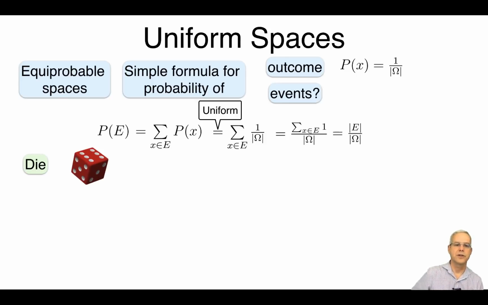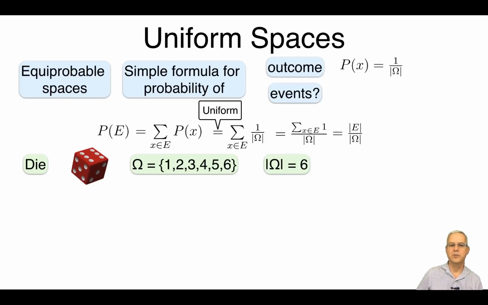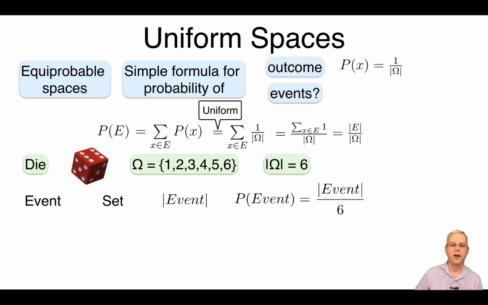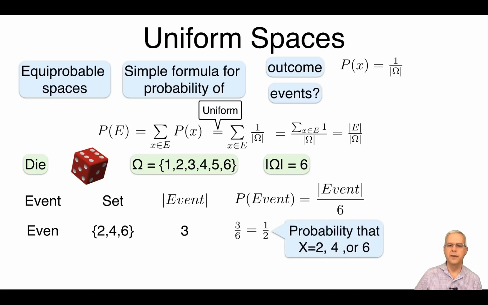Okay. So for the die, for example, omega is 1 through 6. The size of omega is 6, and it's a uniform space because every element has the same probability. So if we look at the events and their probabilities, the even event consists of 2, 4, 6. The size of this event is 3. The probability of the even event is going to be 3 over 6, which is 1/2. Okay, so that's the probability that x is 2, 4, or 6.